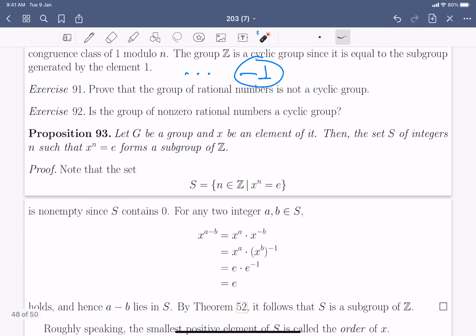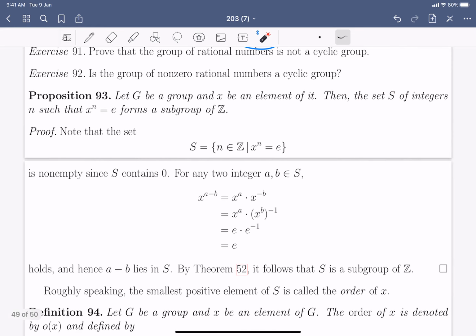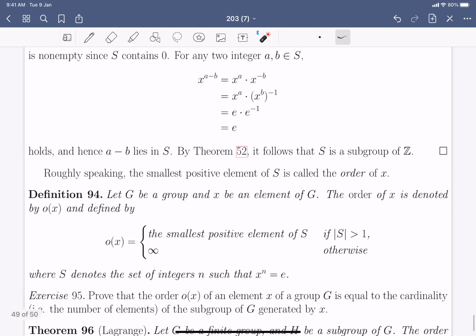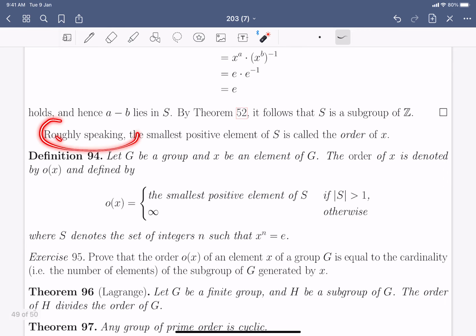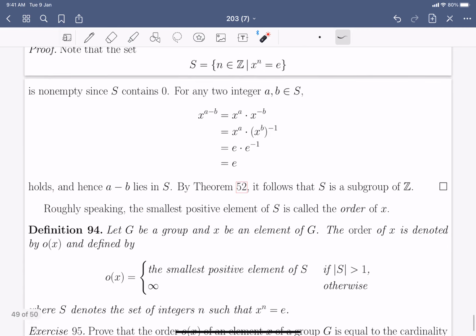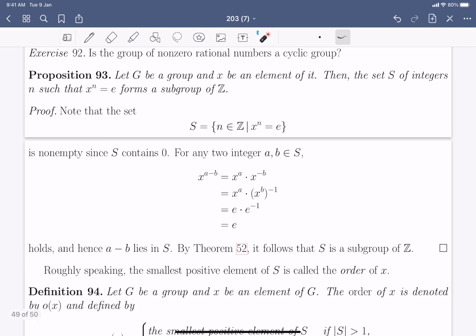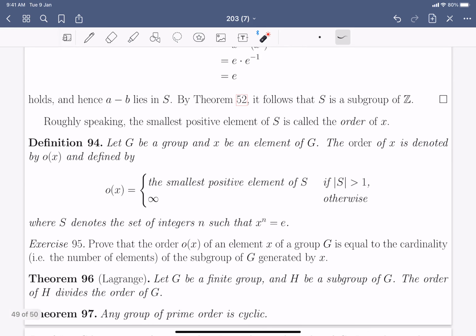The smallest positive element of this subgroup S is called the order of X, okay? This is roughly speaking, because you can observe that if you take the group G to be, for example, Z and X equal to 1, and then try to collect all the integers n such that X power n gives you 0, or n times X is 0, then there is only one such n, namely 0, right? And then there is a trouble, right? You won't get the smallest positive integer, so you need to be a bit more precise.